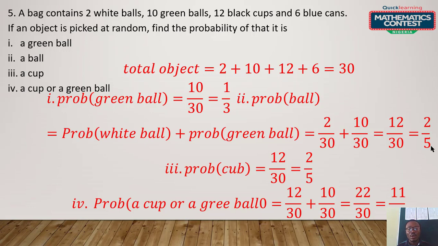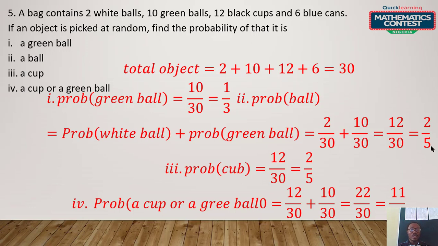So the probability of getting a cup now is just 12 over 30. Sorry, 6 in 12 is 2, and 6 in 30 is 5. So the probability of getting a cup is 2 over 5.